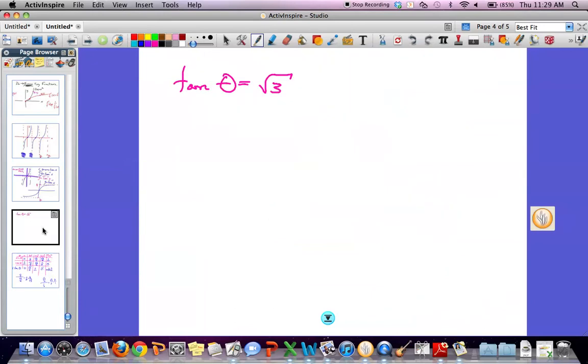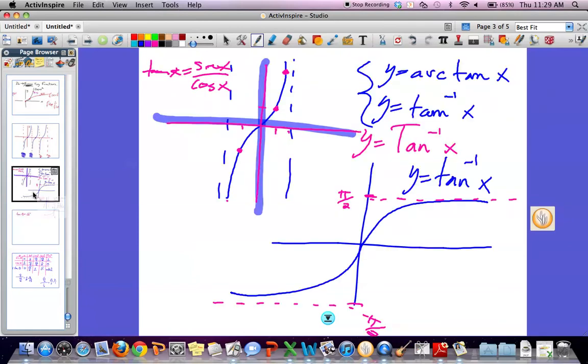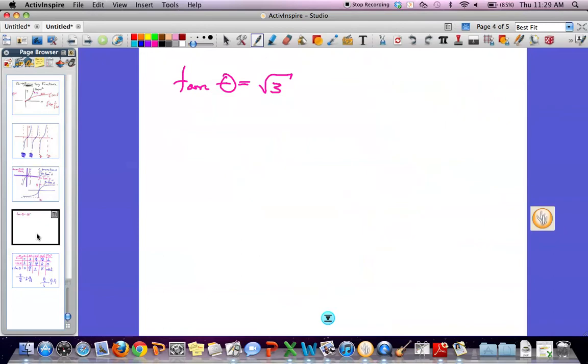Let's go back to this question then. I'm asking, where is the tangent the square root of 3? Big picture, here's the inverse. Yeah, we want to undo these things.